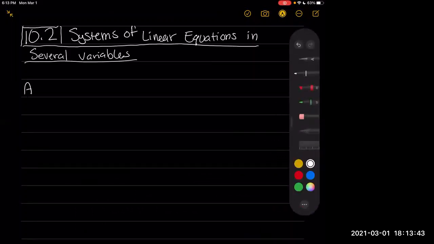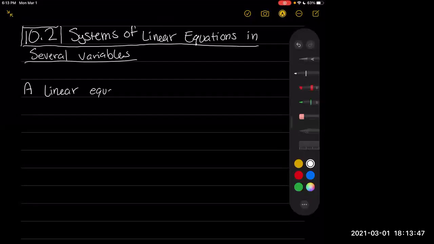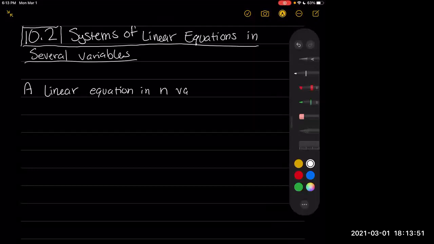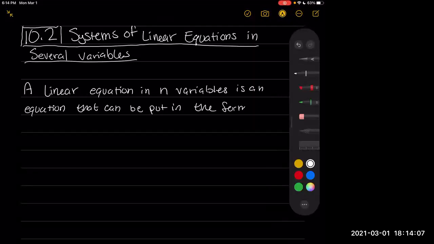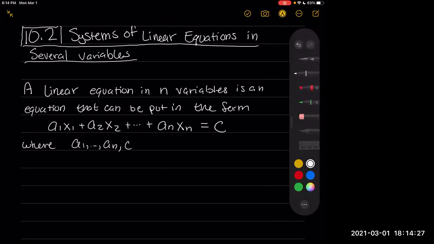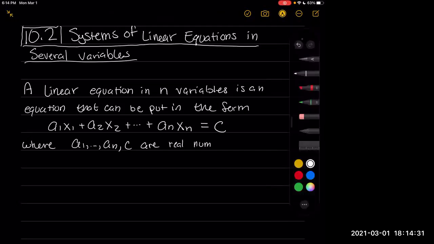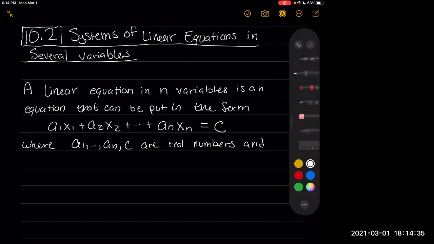Okay, so first, a linear equation in variables is an equation that can be put in the form a1x1 plus a2x2 all the way to anxn equals c, where a1 through an and c are real numbers and x1 through xn are variables.